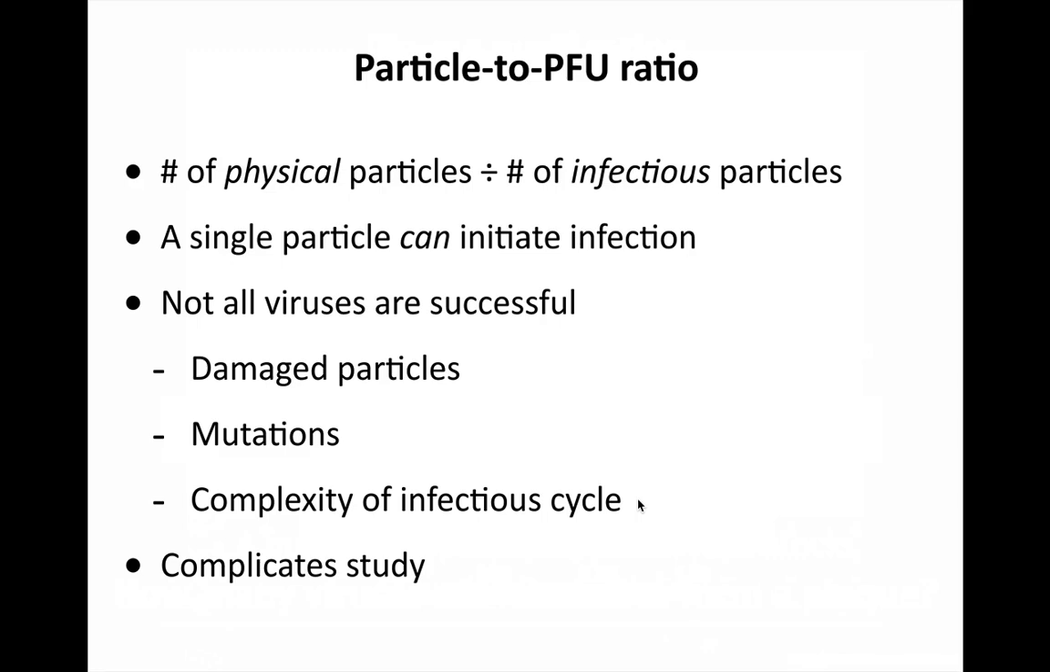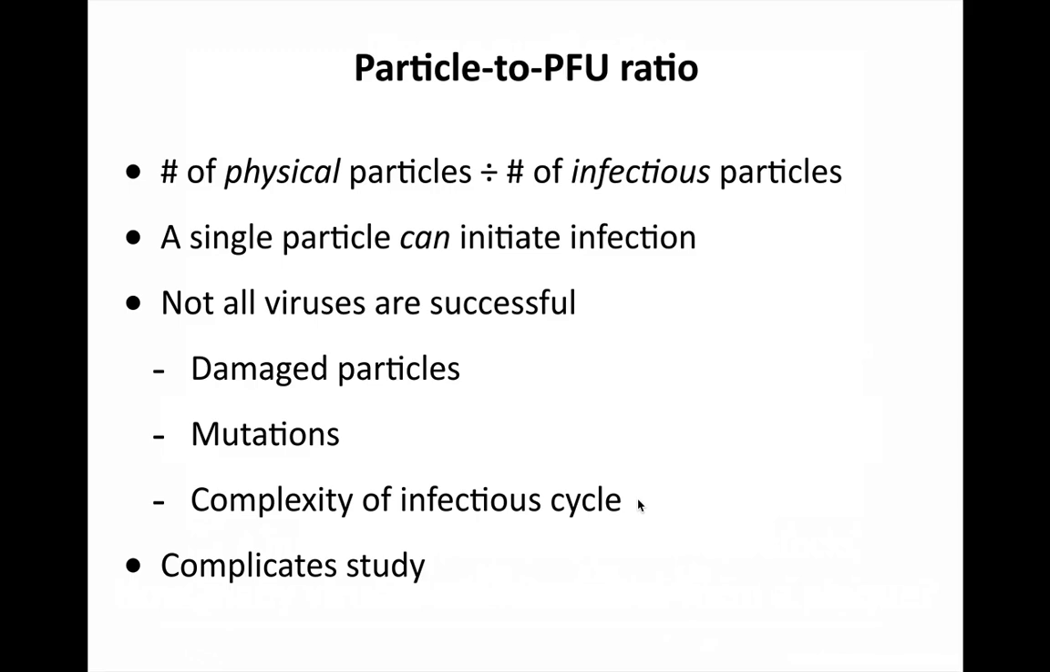Now, for the most part, the particle-to-PFU ratio is more or less constant for a given virus. So, for example, for poliovirus, it's typically 1 or 2 or 300 particles to 1. And for some phages, it's 1. This can vary a little bit as you prepare your virus, but it's usually pretty constant within the virus preparation, or the virus family, I should say.